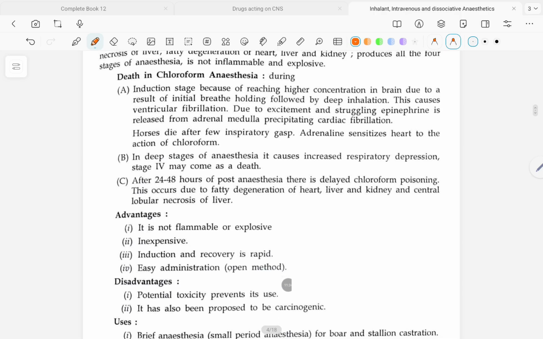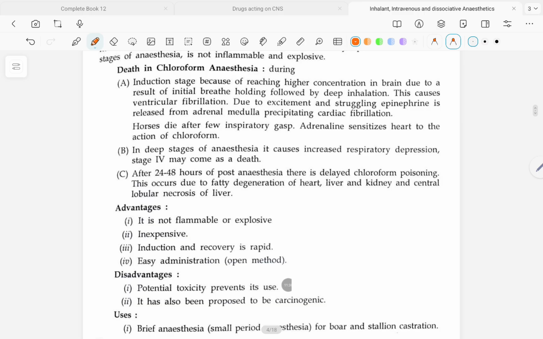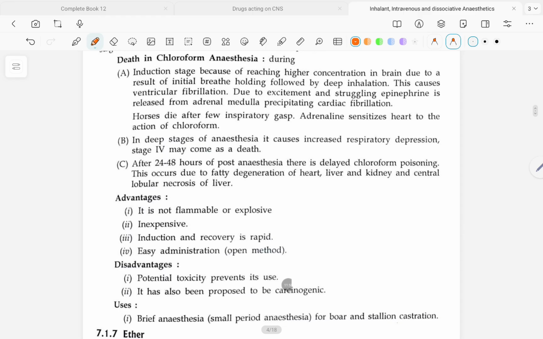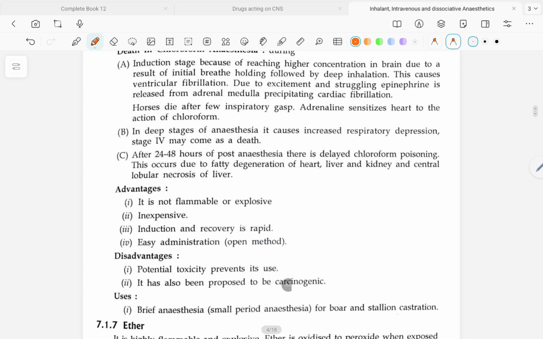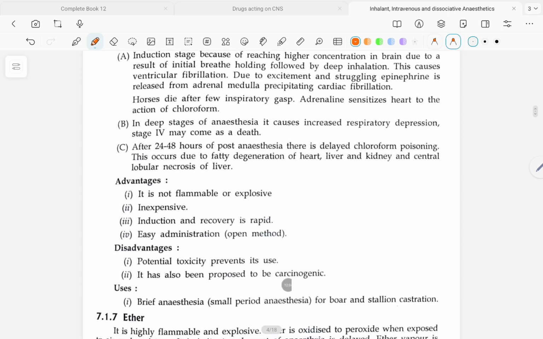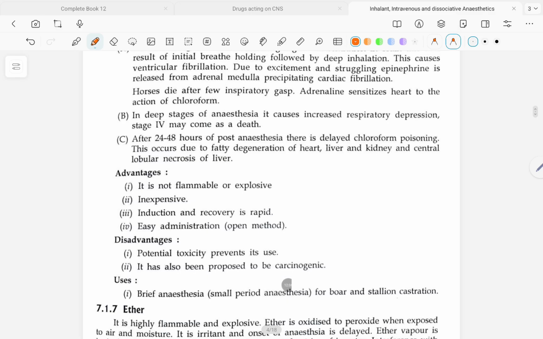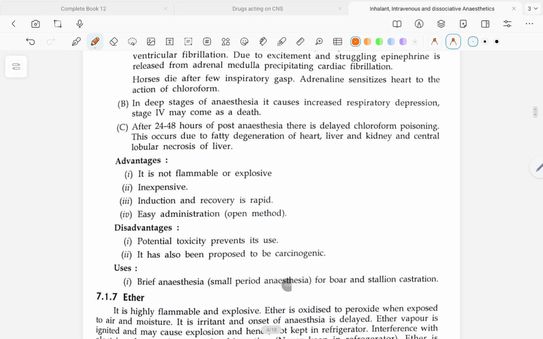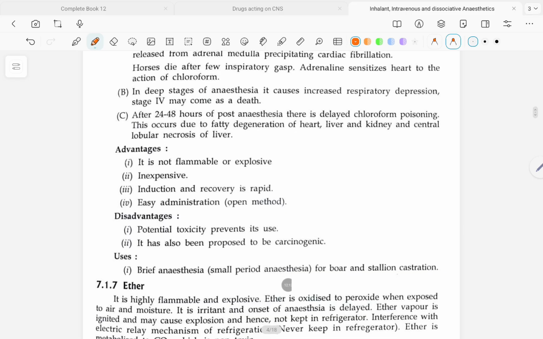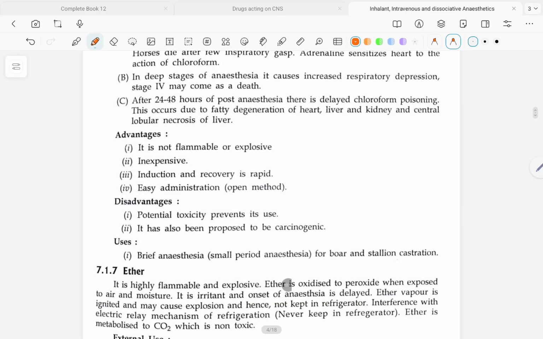Death in chloroform anesthesia. During induction stage, because of reaching higher concentration in brain as a result of initial breath holding followed by deep inhalation. This causes ventricular fibrillation due to excitement and struggling, epinephrine is released from adrenal medulla, precipitating cardiac fibrillation. Post-induction, after a few inspiratory gasps, adrenaline sensitizes the heart to the action of chloroform. In deep stage of anesthesia, it causes increased respiratory depression. Stage 4 may come as a death.